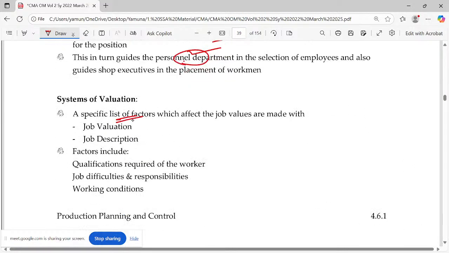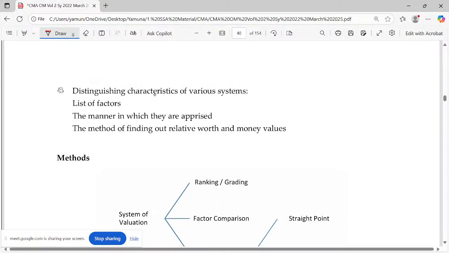A specific list of factors will be there where you evaluate and describe the job, and you check the factors. Usually we check the qualification. Then you go for the difficulty and responsibility, and the working condition, which has to be checked. Then you distinguish the characteristics and list the factors, in which manner they have to be appraised, probably the remuneration system, and you find out how far they are worth in terms of money.